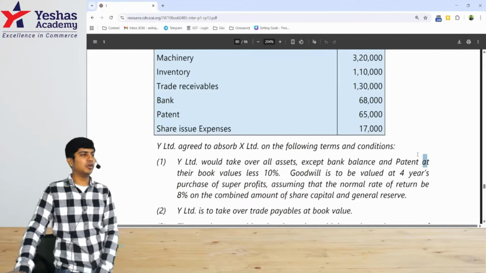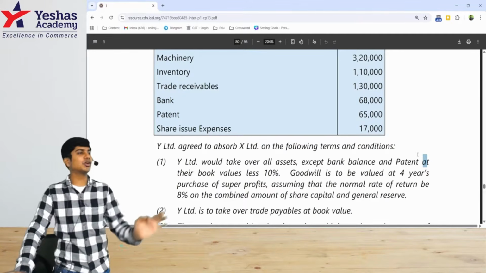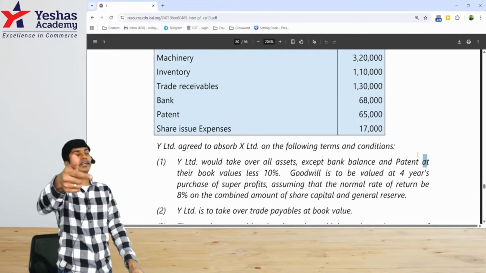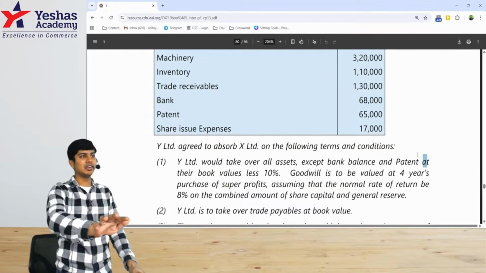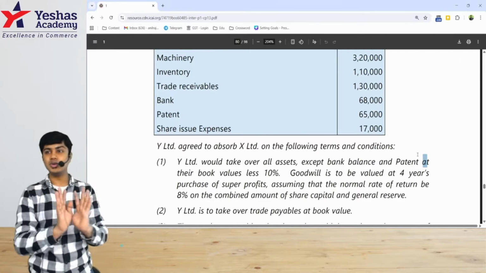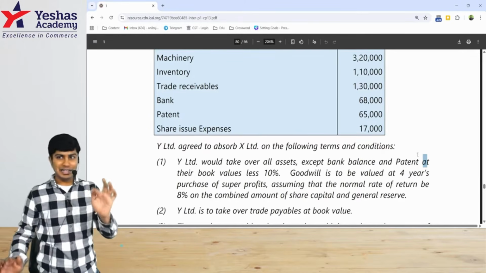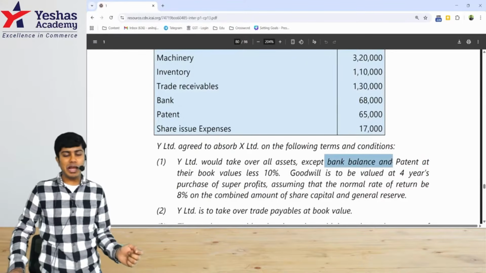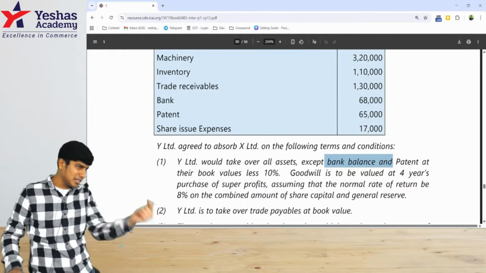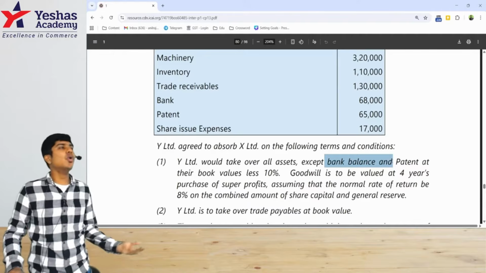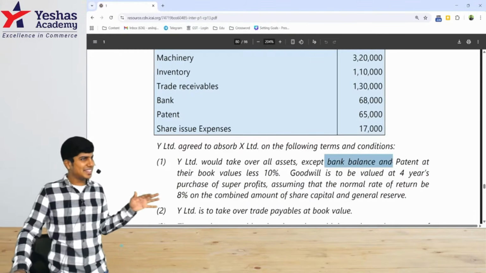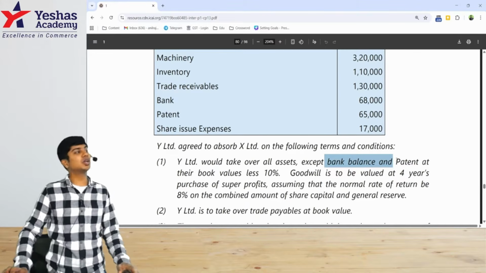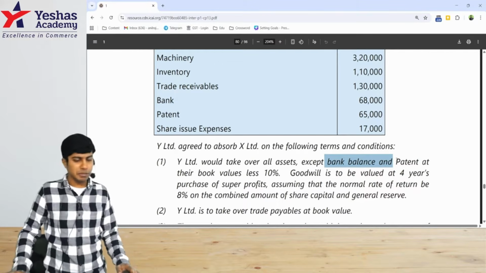At their book value, meaning it is not that patent is taken over at book value less 10%. All assets except bank and patent are taken over at book value less 10%. Patent is not taken over at all. I'll tell you why it is still correct without that comma. You cannot say, no, I'll take over the bank balance at 10% less than book value. Your bank balance is 1 lakh, give it to me, I'll give you 90,000. Who accepts that? So the basic understanding here is bank and patent are not taken over. Other assets are taken over at book value less 10%.